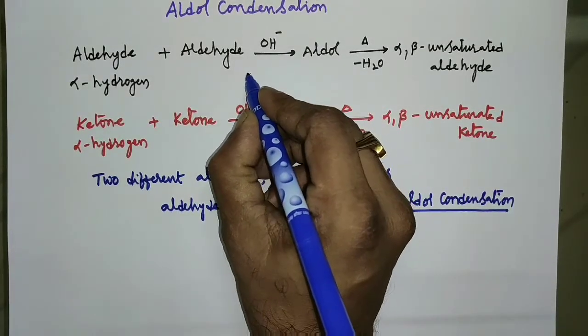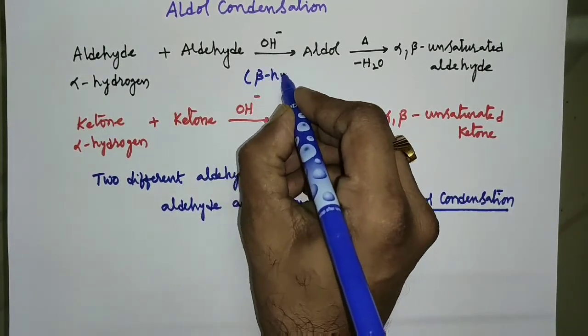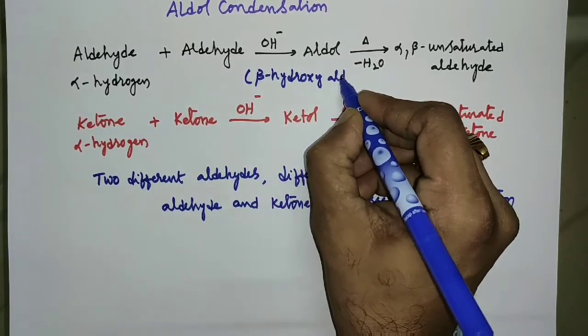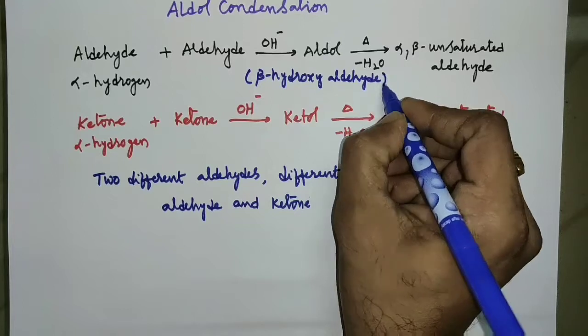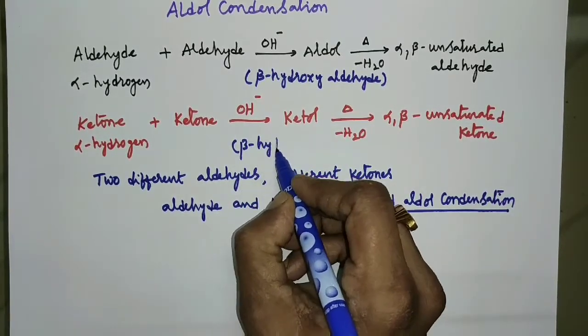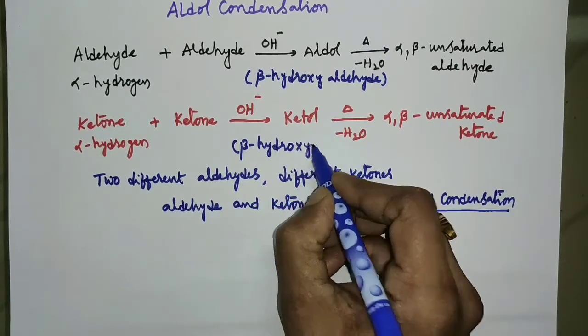Aldol is beta hydroxy aldehyde and ketol is beta hydroxy ketone.